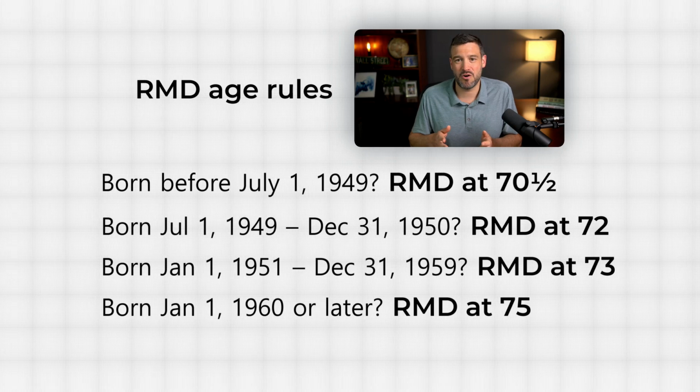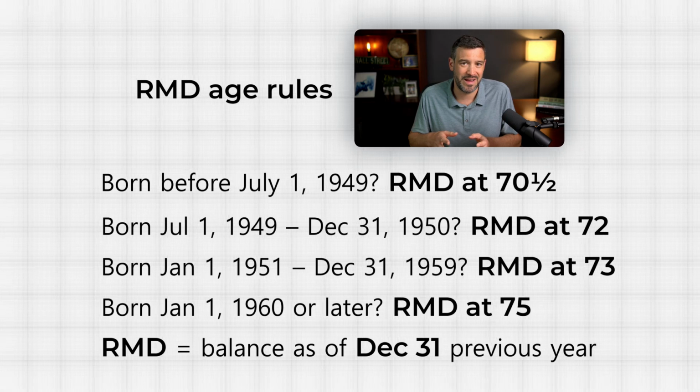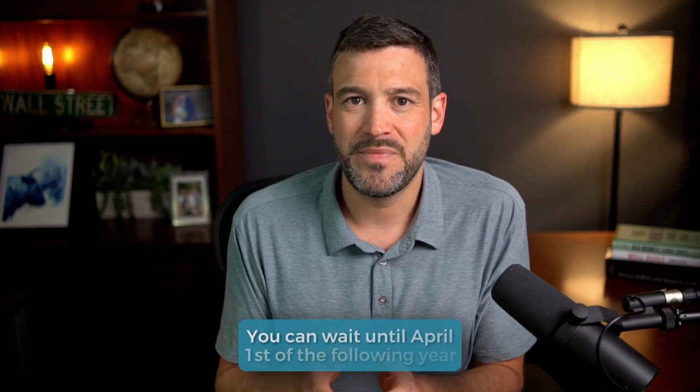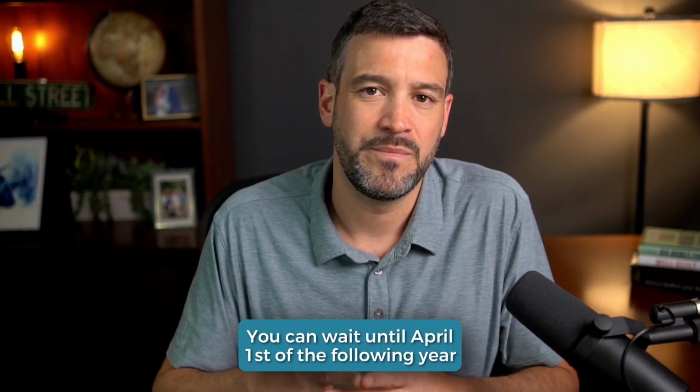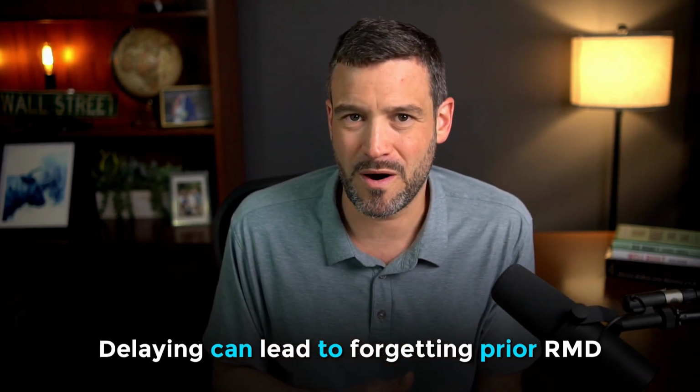So in the year you reach your RMD age, you're going to calculate your distribution based on the balance of your IRA on December 31st of the previous year. So here's where people mess up. If they don't take their required minimum distribution in the year they turn their RMD age, they can wait until April 1st of the following year. However, by delaying it, it can sometimes be out of sight, out of mind, right? And so you get into that next year and you're only thinking about your RMD for that year, and you might forget that you still have to take a required minimum distribution for the previous year, the year that you turned a required minimum distribution age.